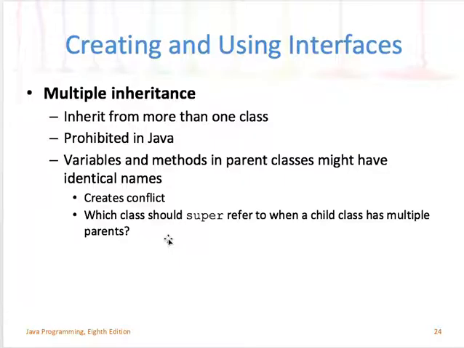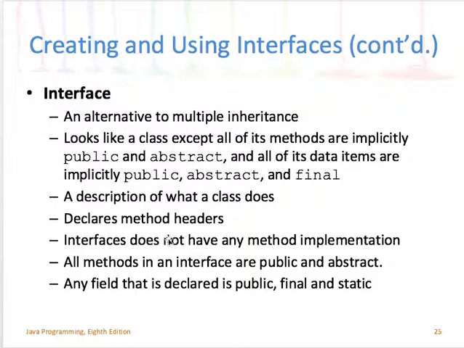Creating and using interfaces. So, multiple inheritance. Inheriting from more than one class is prohibited in Java. Variables and methods in the parent classes might have identical names. This will create conflicts. So which class should super prefer when the child class has multiple parents? Interface. It's an alternative to multiple inheritance.